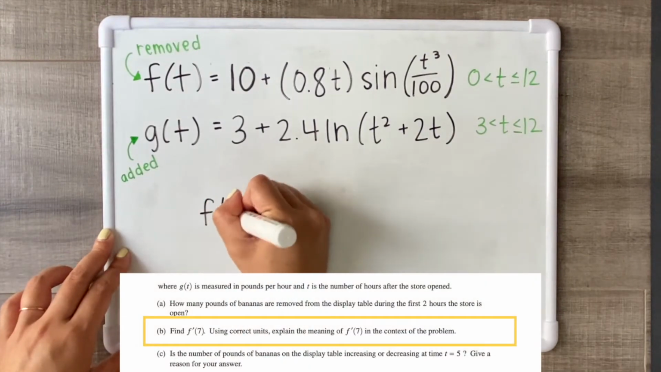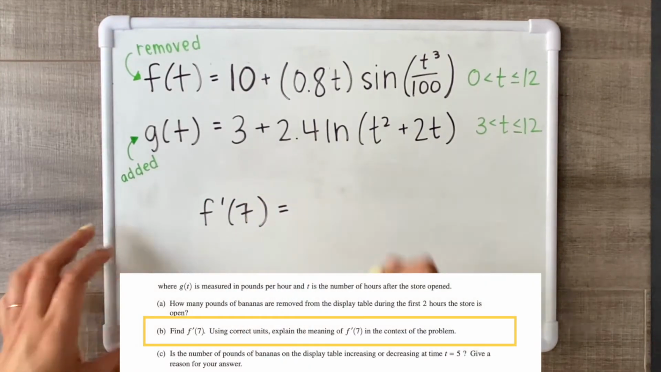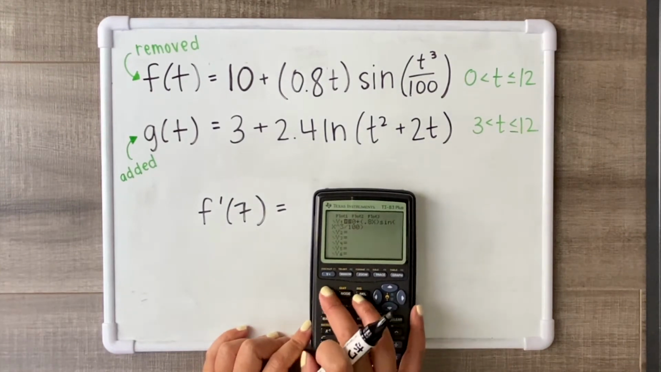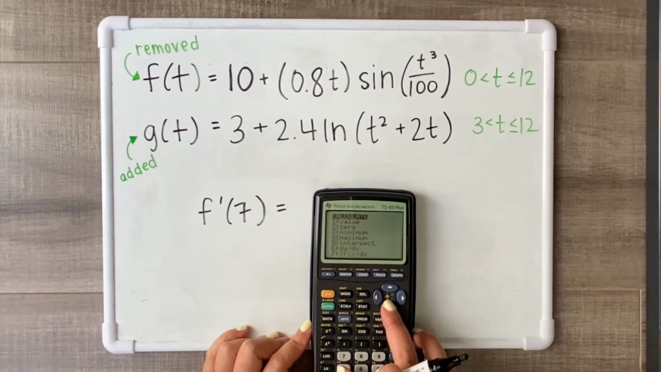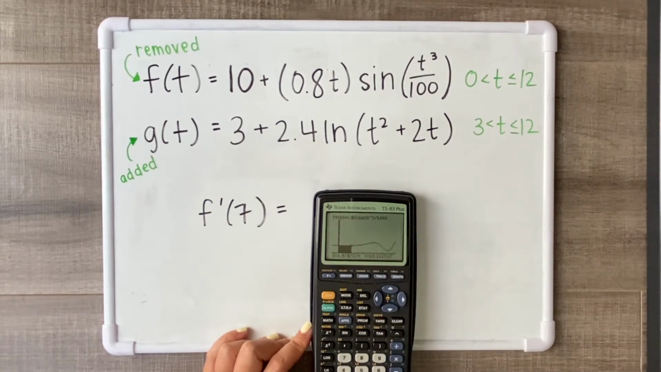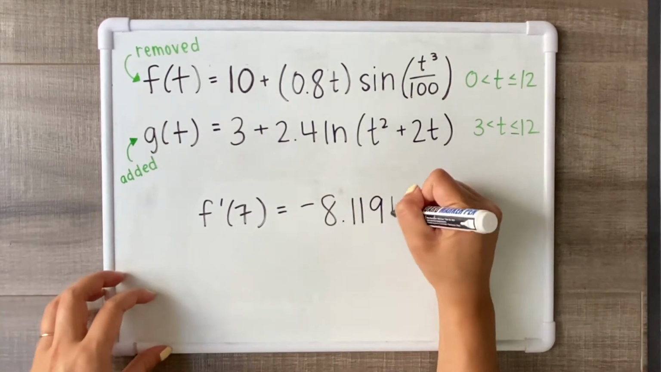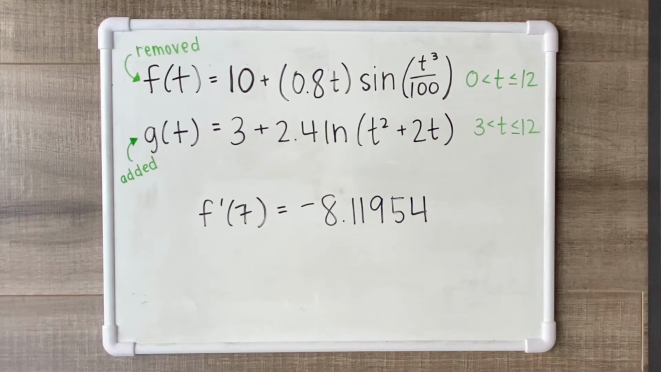Part B asks for the derivative of f at 7. I still have the function typed into my calculator. Now I can press second trace, scroll down to dy dx, and I enter 7 for x. So you'd get negative 8.11954. Now we have to explain that in the context of the problem.